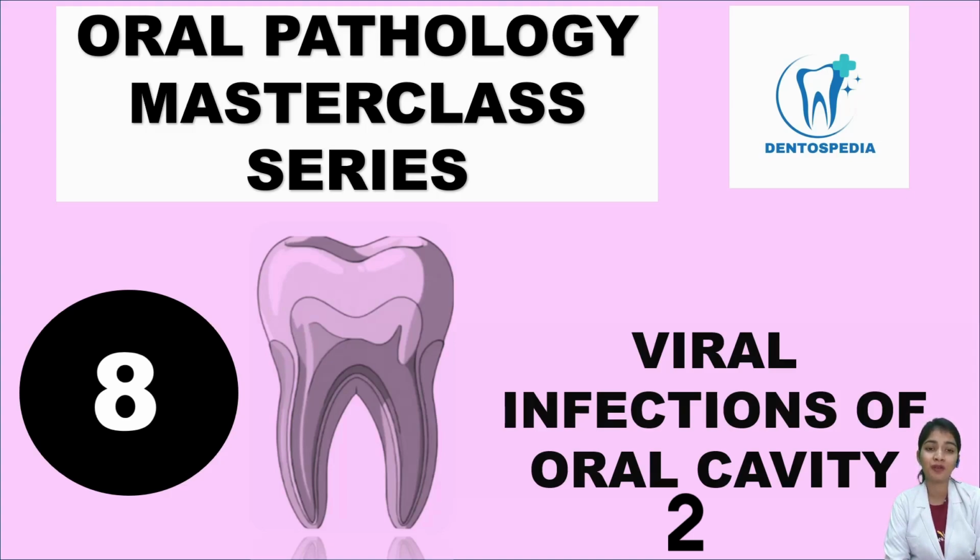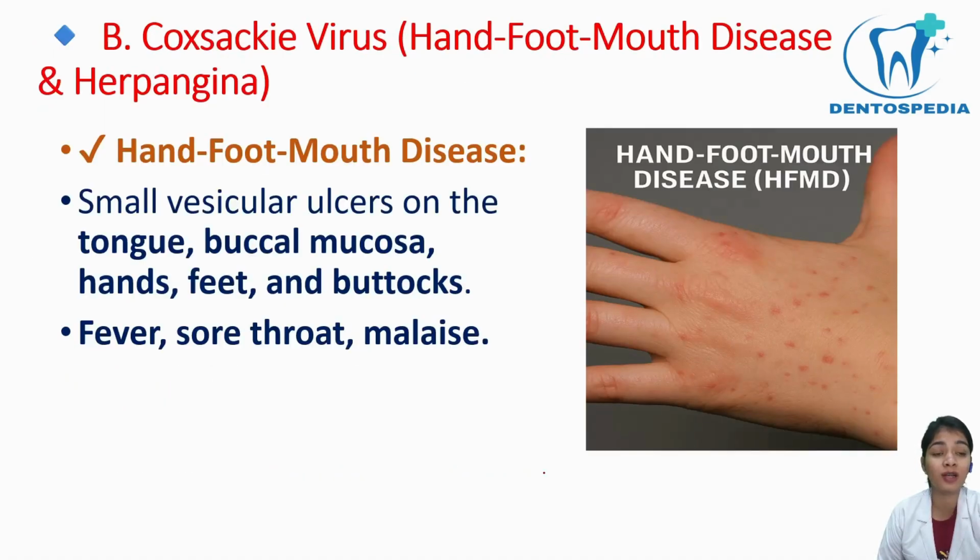So today we are going to study viral infections of the oral cavity from the module of oral pathology. So let's begin with the topic. Virus. Next is Coxsackie virus. So see, it involves hand, foot, mouth disease and herpangina. Understood? So Coxsackie virus commonly affects children and produces vesicles that rupture into ulcers in the oral cavity.